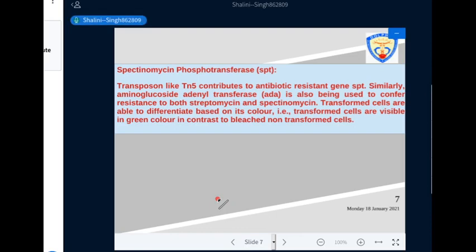Then second is spectinomycin phosphotransferase. Transposon like Tn5 contributes to antibiotic resistance in SPT. Similarly, aminoglycoside adenine transferase gene is also being used to confer resistance to both streptomycin and spectinomycin. Transformed cells are able to differentiate based on color. That is, transformed cells are visible in green color in contrast to bleached non-transformed cells.